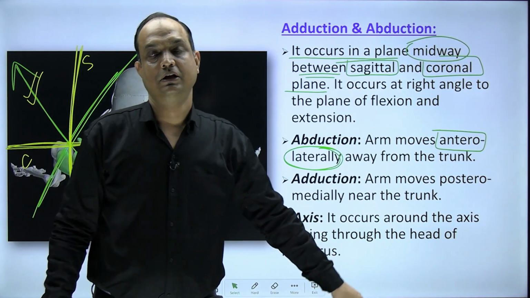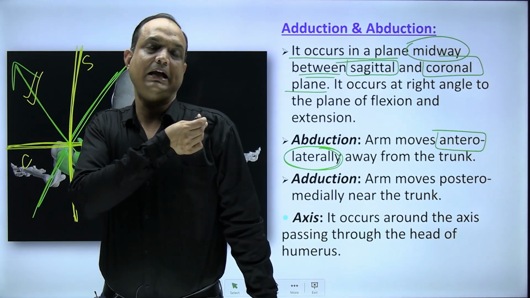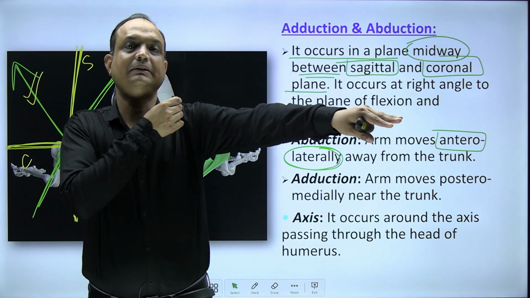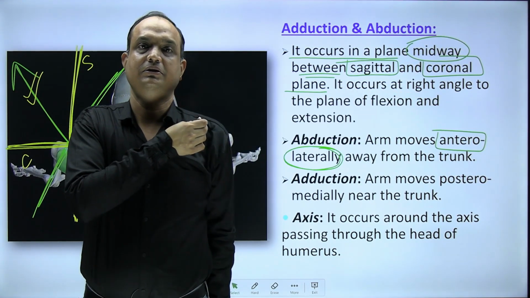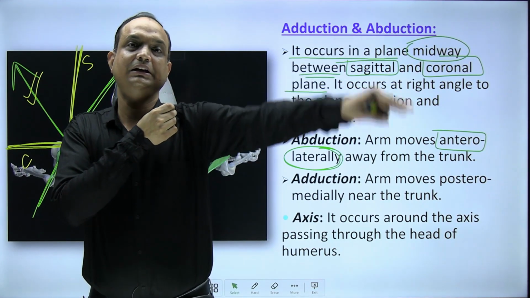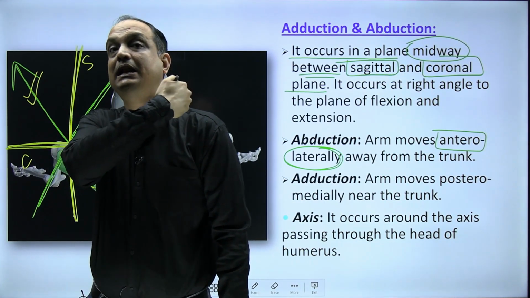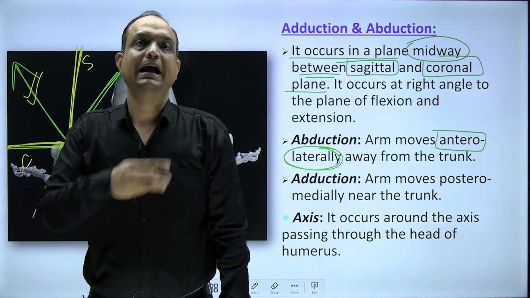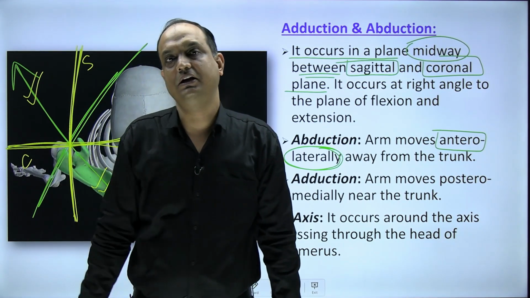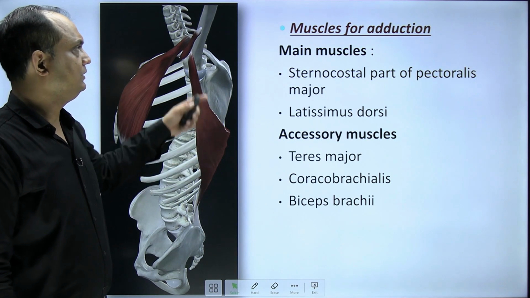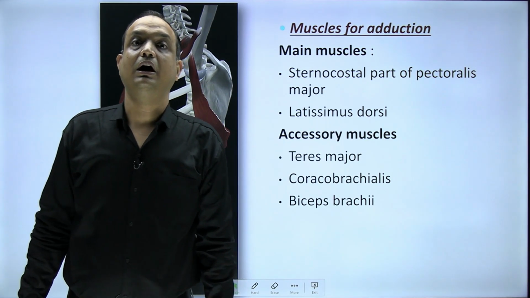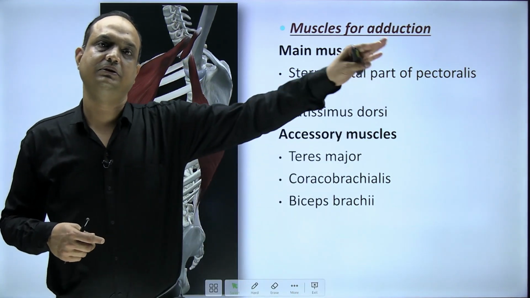So this is the important thing to understand, that the movement occurs around an axis passing through the head of the humerus. When the axis is passing through the head, you are doing these movements. This is abduction and this is adduction. So abduction and adduction take place in a plane which is parallel to the body of the scapula, and this is at right angles to flexion and extension. So what are the muscles responsible for adduction and abduction?